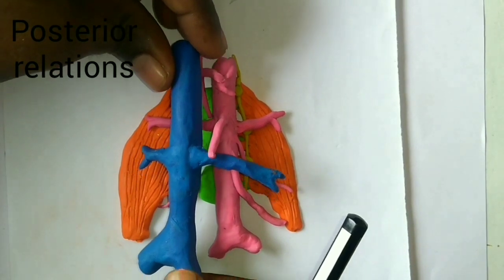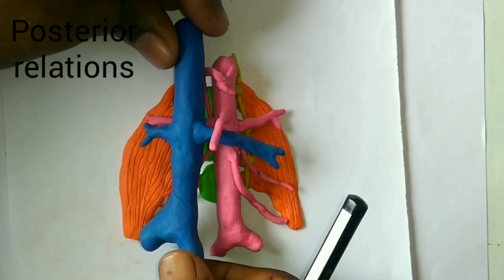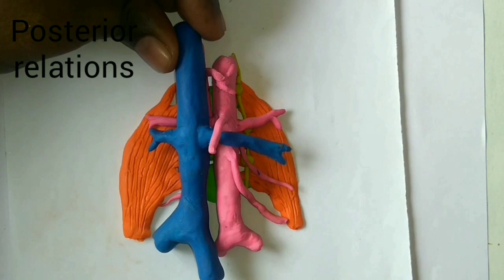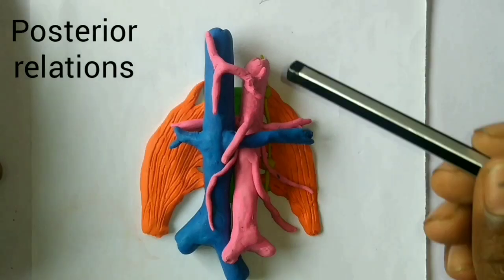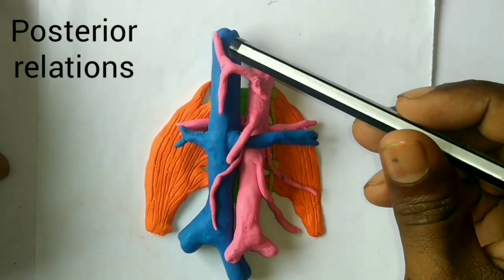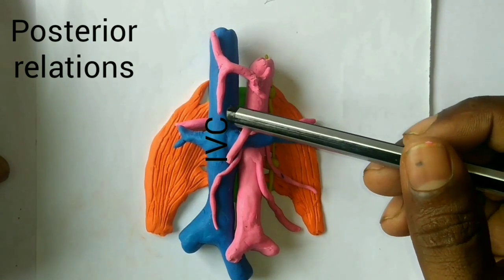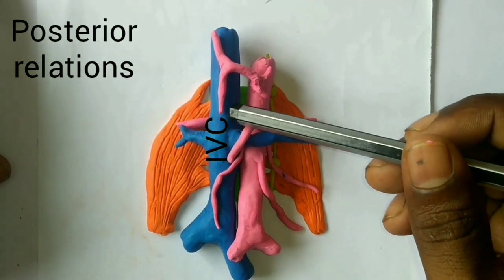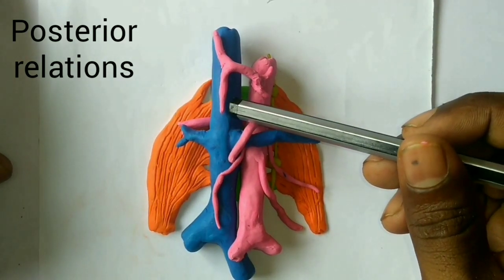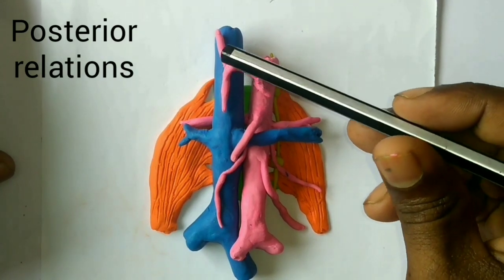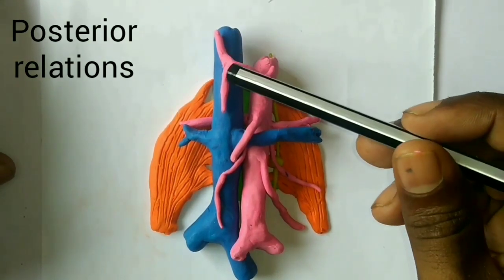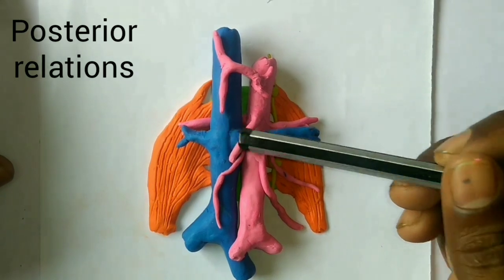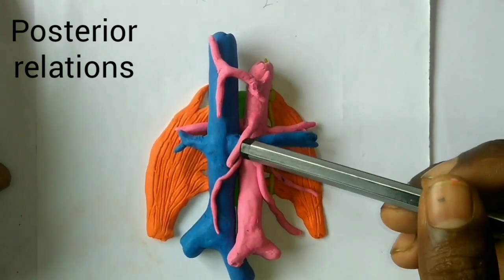To the right of the aorta, we have the inferior vena cava. If you see the inferior vena cava, you can see it is lying just anterior to the aorta and to the right. Okay, you can see some of the vessels of the aorta are running anterior to the inferior vena cava.